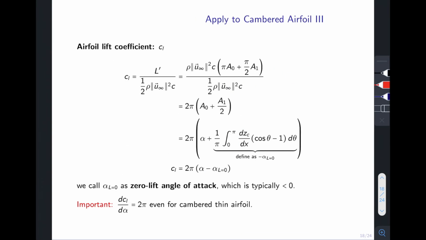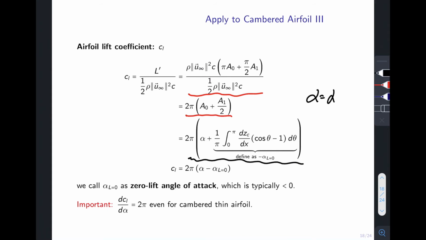Okay, good. If we want to compute the non-dimensional lift, we just compute the lift coefficient CL, and if we plug the expression inside, we get a nice expression. It's related to A0 and A1, and A0, remember, is related to alpha, the angle of attack. That's where alpha comes in, through A0. If you write down the expression like that, you will see alpha is separated from a long integral term. That integral term we will call minus alpha L equals 0. What does that mean? That means if the angle of attack reaches this zero-lift angle of attack, then it literally just means the lift coefficient will be 0.